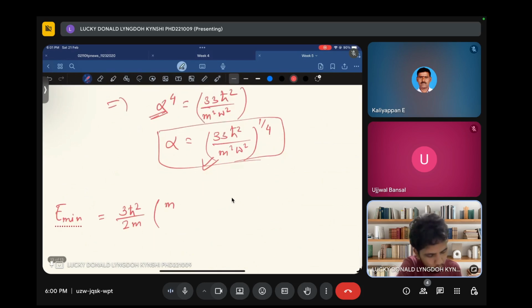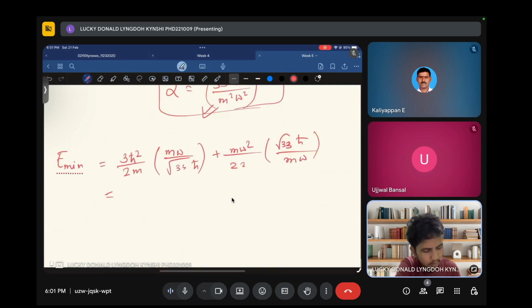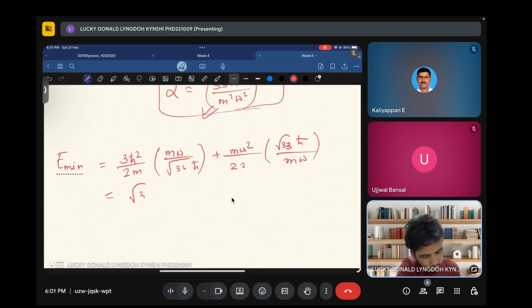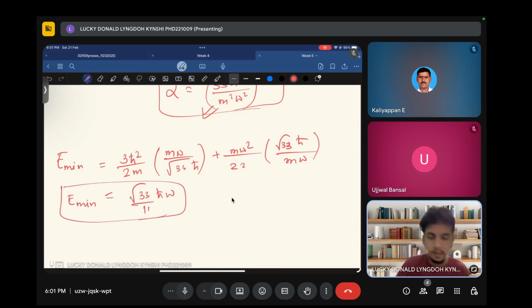Okay, you will get m omega by 3h cross plus m omega square by 2. You will get root over of 3h cross by m omega, and then you just evaluate this first term and second term. You will get root over of 3 by 1 h cross omega. This is your E minimum. Okay, so what did we do in the first step? This is your final answer. Okay, how do we do this?